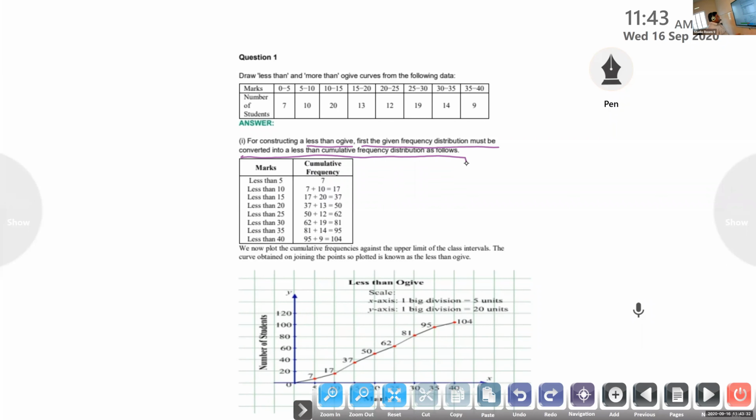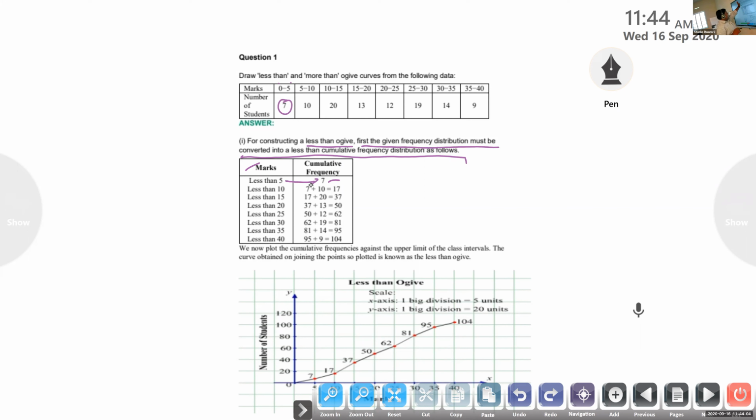So you can see the marks mentioned. First of all, we want to make a table, less than. We are going to construct a less than ogive here. So less than 5, that is 0 to 5. We know that less than 5 it is 7. Are you able to see the screen properly? Can you read the screen properly? So here, less than 5, you can see 7. You write here 7.